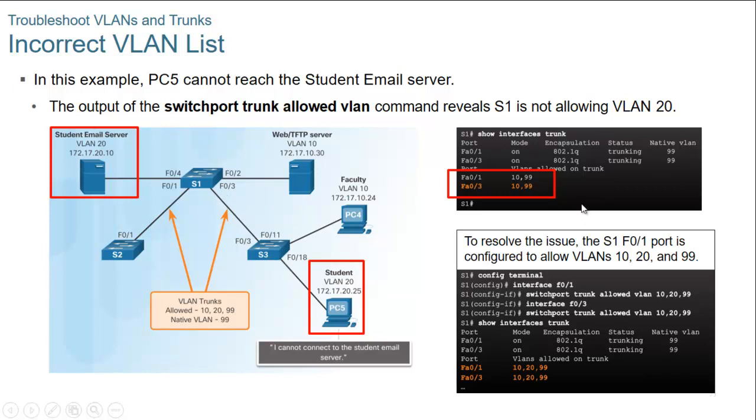then to PC5, the only allowed VLANs are 10 and 99, meaning that this is VLAN 20, it is not allowed to travel here. And of course, PC5 cannot reach the email server. To resolve this issue, S1 should upgrade its F0/1 port and configure it to allow VLANs 10, 20, and 99.